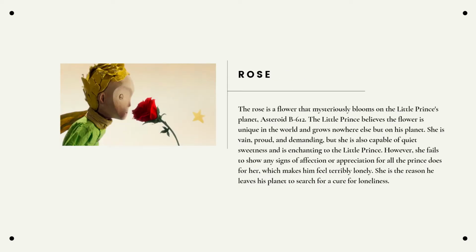The Rose. The rose is a flower that mysteriously blooms on the little prince's planet, asteroid B612. The little prince believes the flower is unique in the world and grows nowhere else but on his planet. She is vain, proud, and demanding. But she is also capable of quiet sweetness and is enchanting to the little prince. However, she fails to show any sense of affection or appreciation for all the prince does for her, which makes him feel terribly lonely. She is the reason he leaves his planet to search for a cure for loneliness.